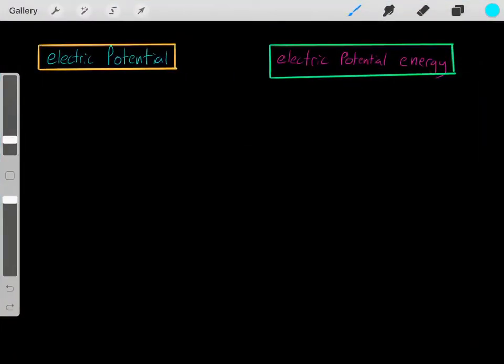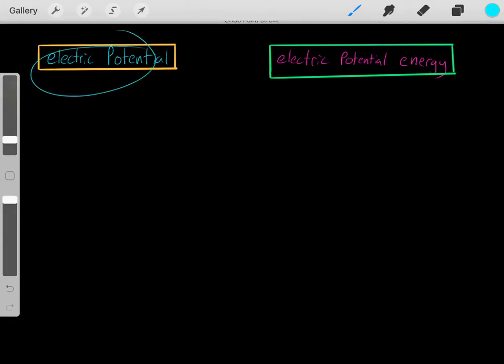So in this video, I want to go over the difference between electric potential versus electric potential energy. They're not the same. They sound similar, but they're not the same. Electric potential energy is a type of energy, like gravitational potential energy or the energy in a spring. However, electric potential is something very different.